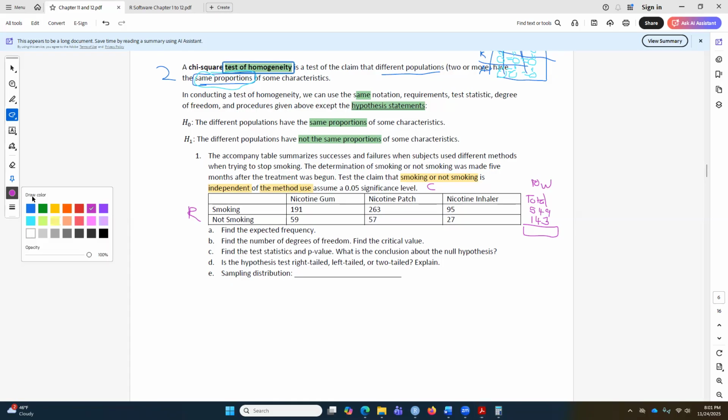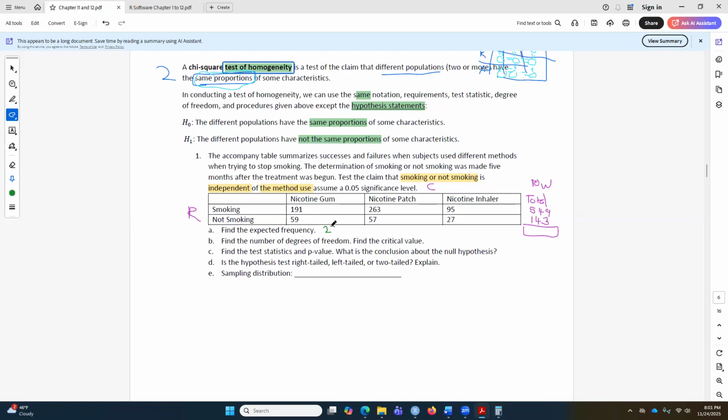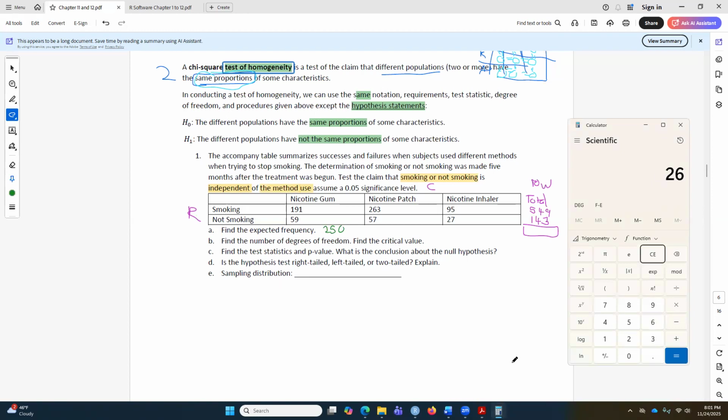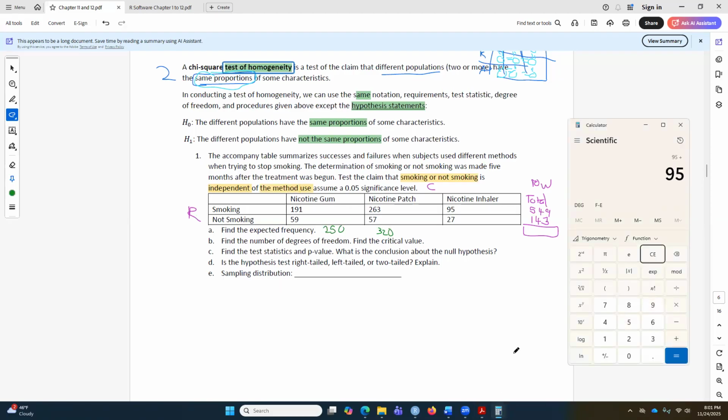Okay. And then we have the column totals. So for column totals, you just add the numbers in the column. So it's 191 and 59, so 250. I'll put it right here because there's no other place. And then we do the same thing for the nicotine patch, 263 and 57, 320. And then 95 and 27, this is 122.